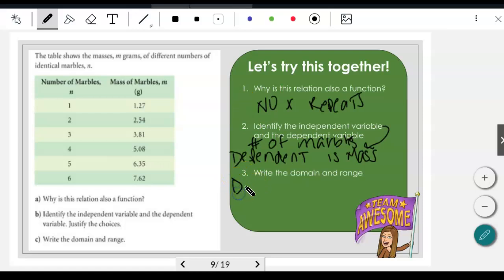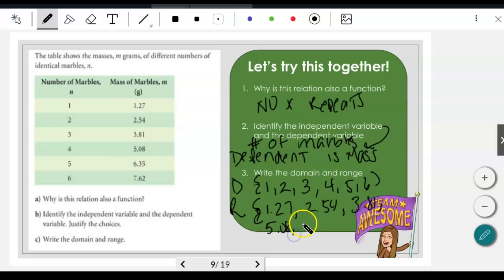So the domain, just going to write a D there, is you have 1, 2, 3, 4, 5, and 6. Range, you just list the numbers out. 1.27, 2.54, that is a terrible bracket there. Should have just done parentheses. 3.81, running out of room, I'm going to have to go down to my second line. 5.08, see that we're just listing the numbers. So nothing complicated there. Hopefully you understand that.